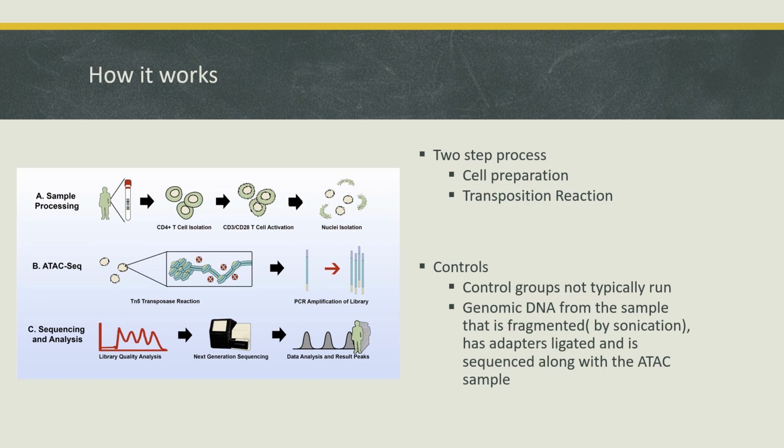The next step we have is the transposition reaction. Here the chromatin is fragmented and tagmented with sequencing adapters simultaneously using Tn5 transposase to generate the library. Amplification using PCR is performed after this, and analysis of the resulting library can be performed by qPCR or NGS.